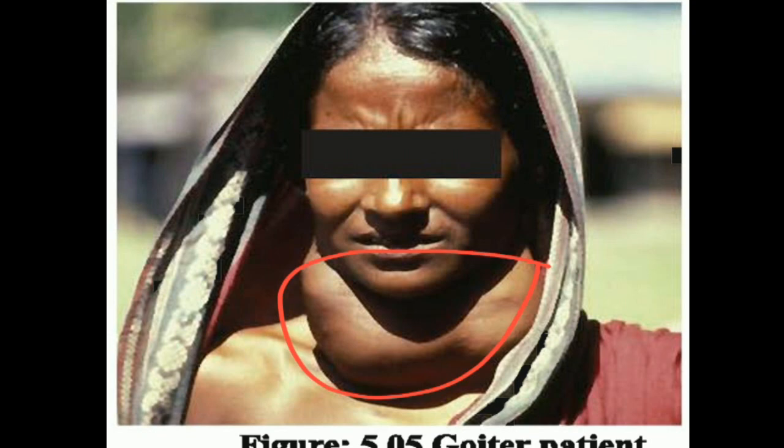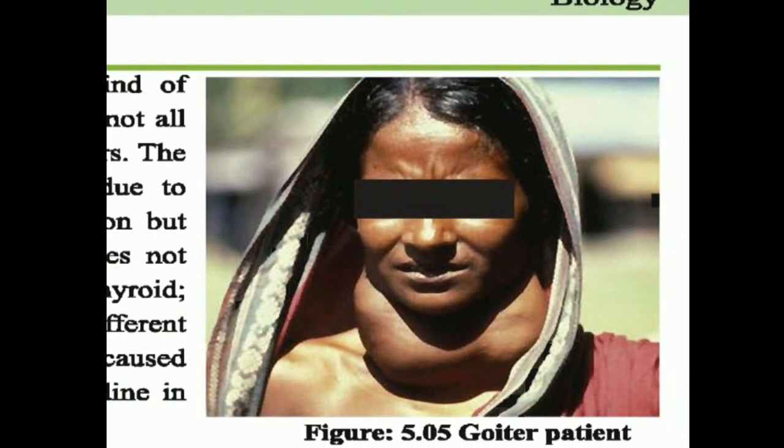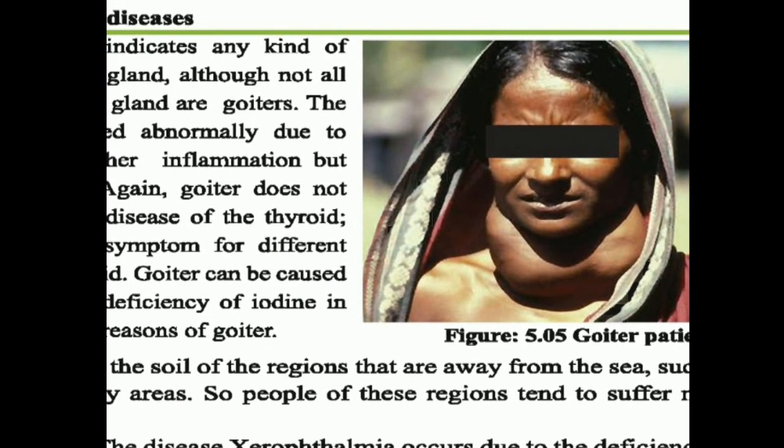A deficiency of iodine in food is one of the main reasons for goiter. There is less iodine in the soil of regions that are away from the sea, such as North Bengal and hilly areas. So people of these regions tend to suffer more from this disease. So if people generally take iodine in salt, they can control it by this healthy lifestyle.